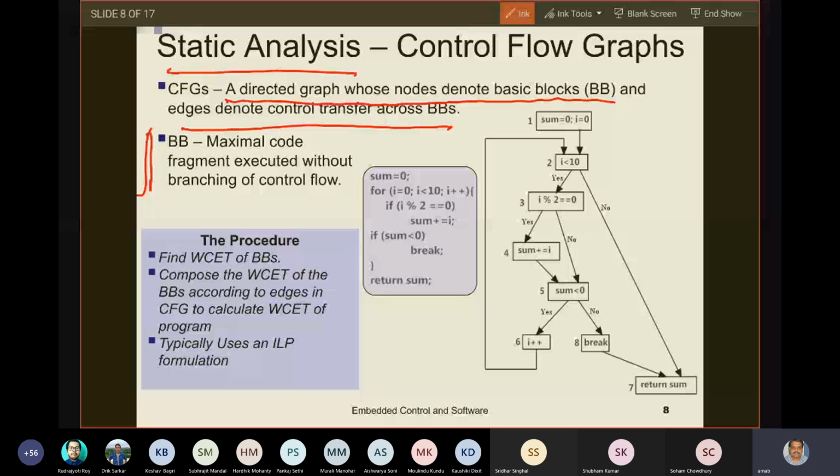So what is important is to find out which instructions of this program could be the beginning of a basic block, right? This is what we want to find out. Now, which instructions could be the beginning? The first instruction of the program is always the beginning of a basic block.